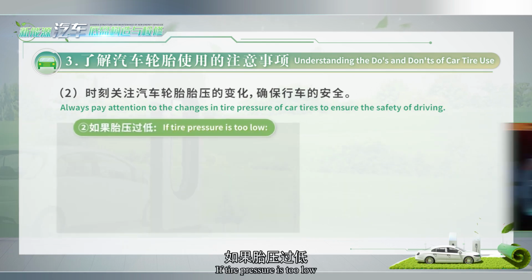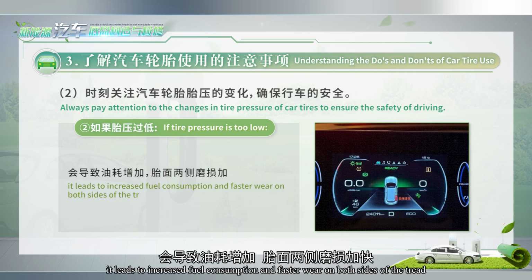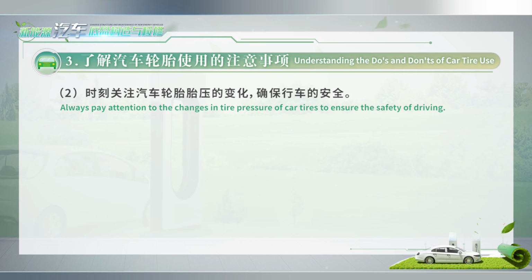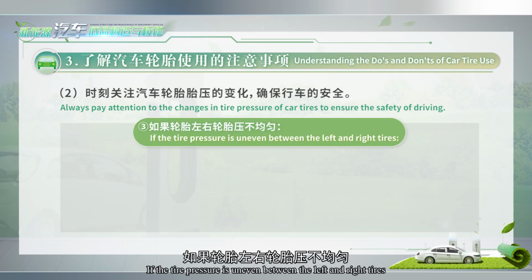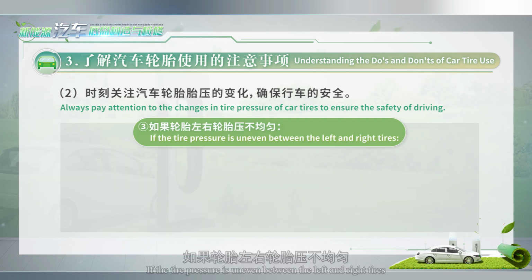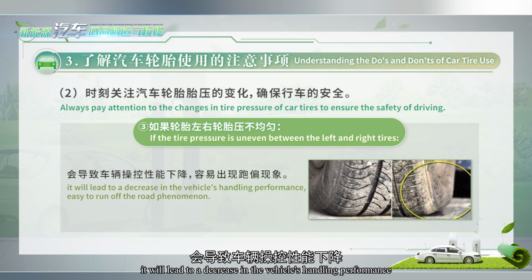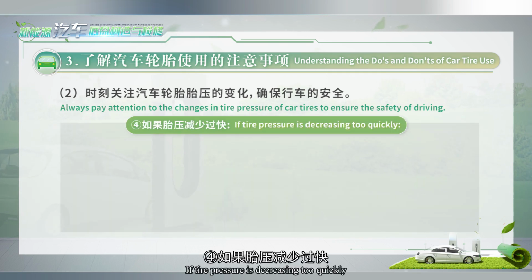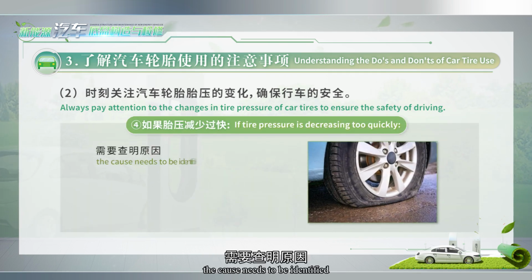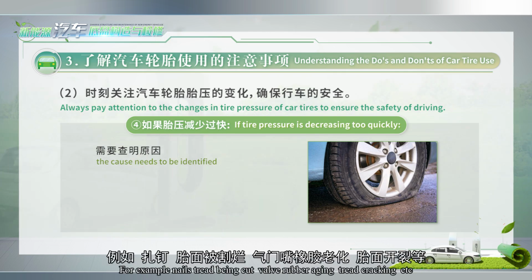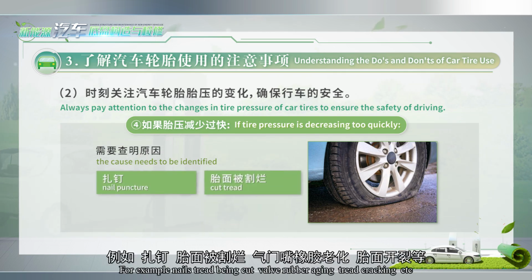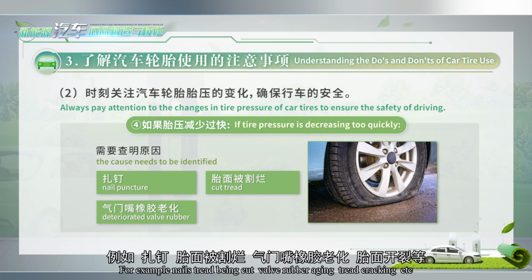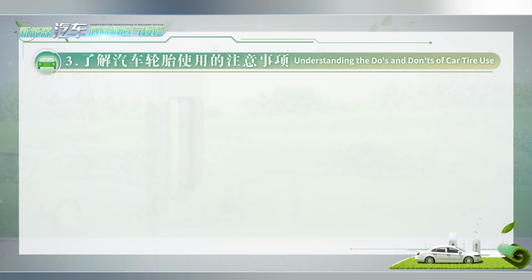If tire pressure is too low, it leads to increased fuel consumption and faster wear on both sides of the tread. If the tire pressure is uneven between the left and right tires, it will lead to a decrease in the vehicle's handling performance, and it is easy to run off the road. If tire pressure is decreasing too quickly, the cause needs to be identified. For example, nails, tread being cut, valve rubber aging, tread cracking, etc.